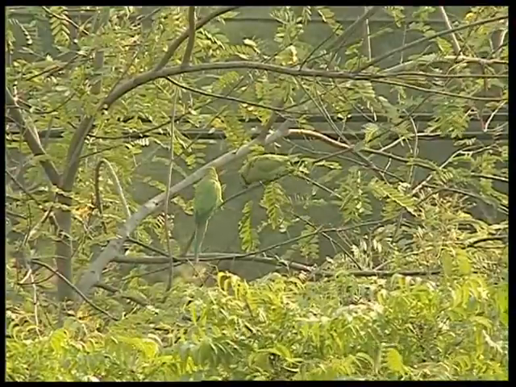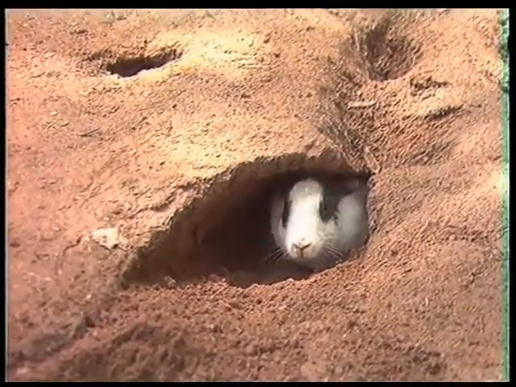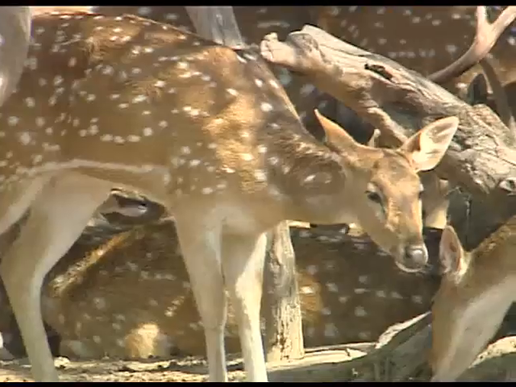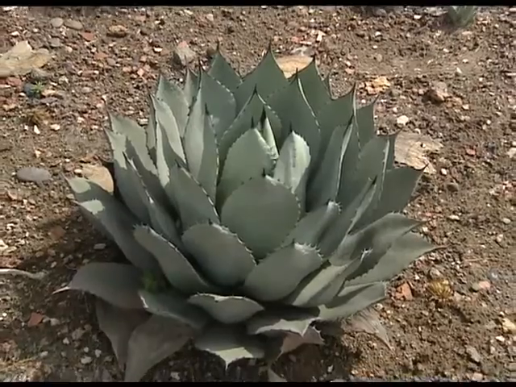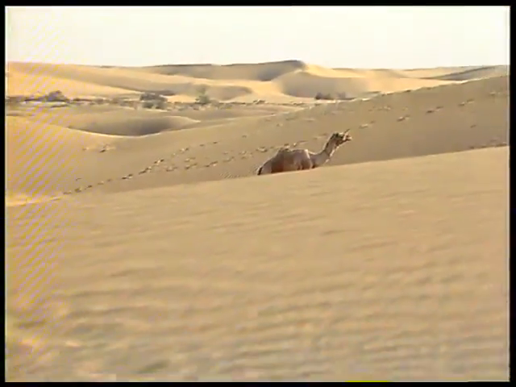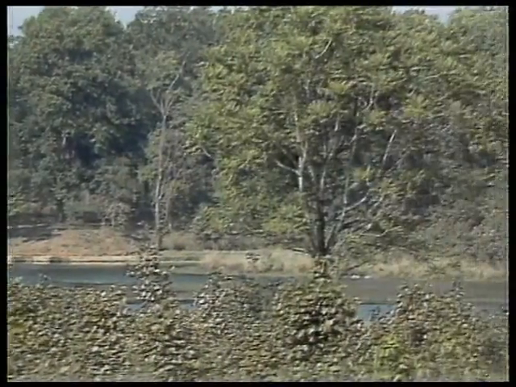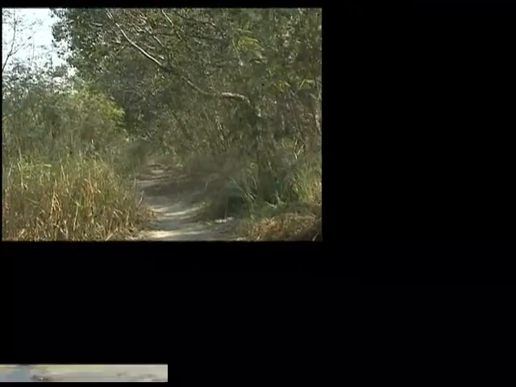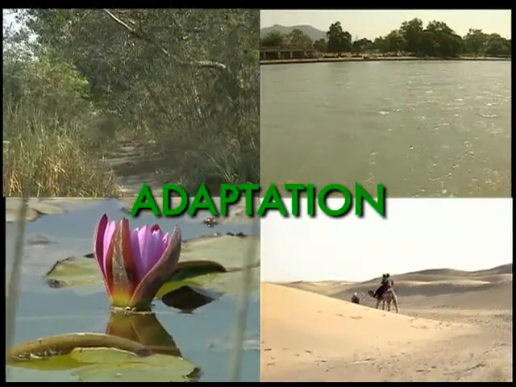Places where living beings find food, shelter, can reproduce, and can protect themselves are called their habitats. Therefore, the habitat of fish is water, deer is forest, camel is desert, cactus is desert. The animals and plants living in a habitat have certain features that make them well suited to live in their habitat. These features are known as adaptations.